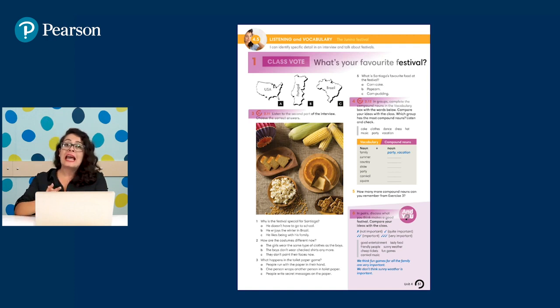Why do you think there is a class vote section in every lesson before the content is introduced? Well, first of all, it provides opportunities for group work and personalization, as well as stating opinions, reasoning, and evaluating options. Therefore, to make the best out of these class vote sections, make sure to ask lots of follow-up questions so that students can evaluate options and give reasons.